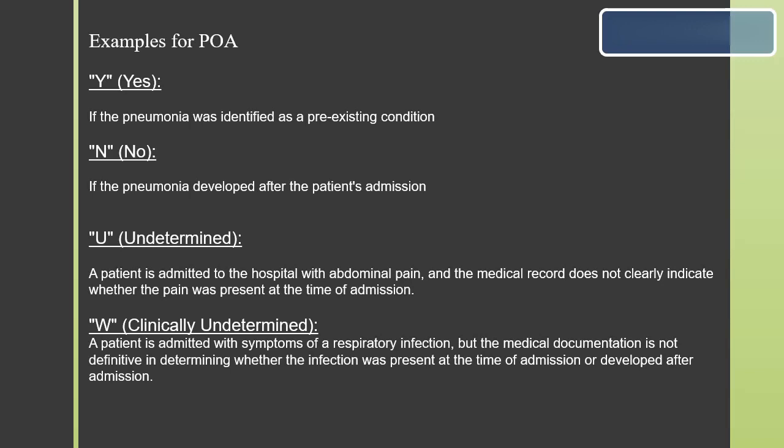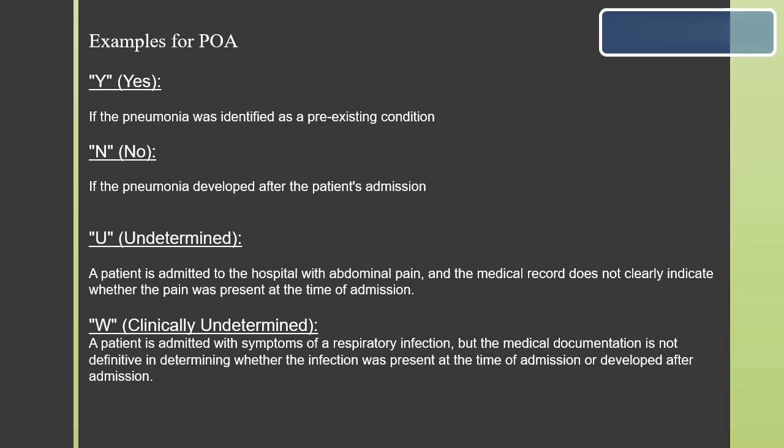POA indicator U, undetermined. A patient is admitted to the hospital with abdominal pain and the medical record does not clearly indicate whether the pain was present at the time of admission. In this case, the medical coder might use a POA indicator U to signify that it's undetermined. If the abdominal pain was present on admission, W means that it is clinically undetermined. Example: a patient is admitted with the symptoms of respiratory infection, but the medical documentation is not definitive in determining whether the infection was present at the time of admission or developed after admission. In this scenario, POA indicator W might be employed to denote that the status of the respiratory infection is clinically undetermined at the time of admission.